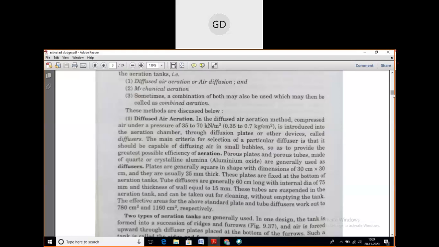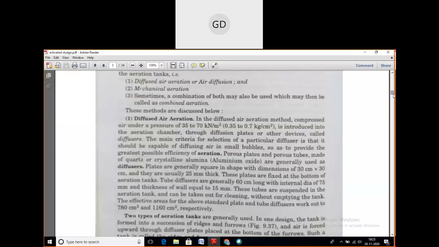Then porous plates and porous tubes made of quartz or crystalline alumina are generally used as diffusers. So what is the material used for diffusers? It is porous plates and porous tubes, made up of quartz or crystalline alumina, also known as aluminium oxide.